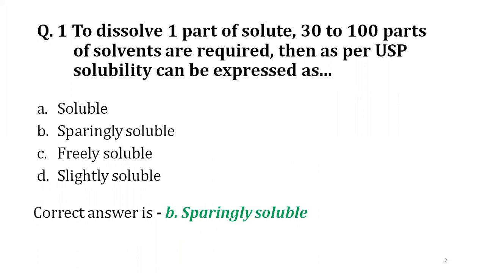There are seven classes as per the USP, based on how many parts of the solvent are required to dissolve one part of the solute. If less than one part is required, it is called very soluble. 1 to 10, freely soluble. Then 10 to 30, soluble. 30 to 100, sparingly soluble. 100 to 1000, slightly soluble. 1000 to 10,000, insoluble. And more than 10,000, practically insoluble.